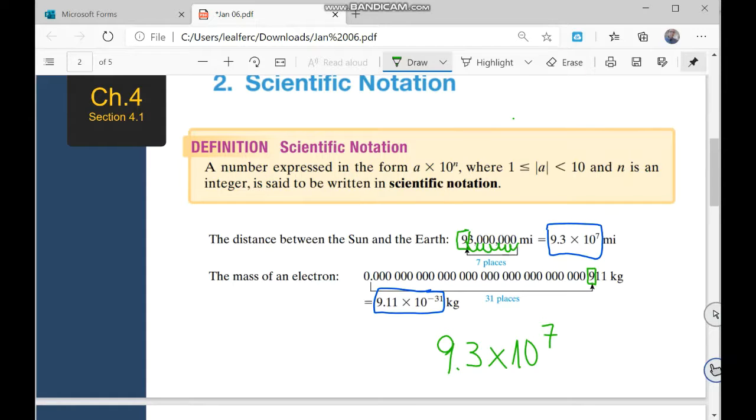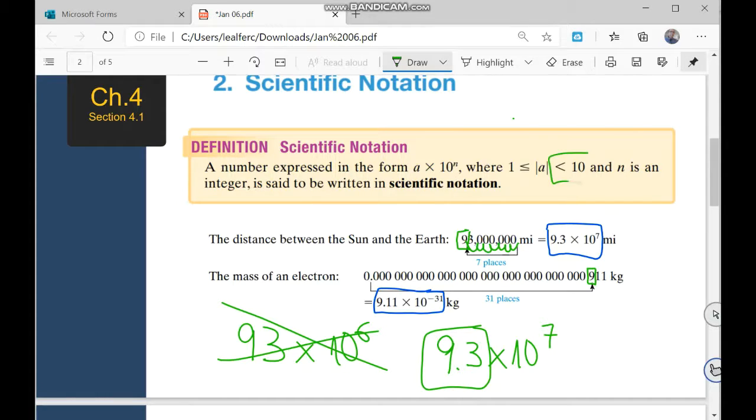I understand what you mean. We're not going to represent it like 93 times 10 exponent 6. No, we're not going to represent it like this. The first number is always going to be less than 10. Always less than 10. So it's something between 0 point something all the way up to 9.999 something. Okay?